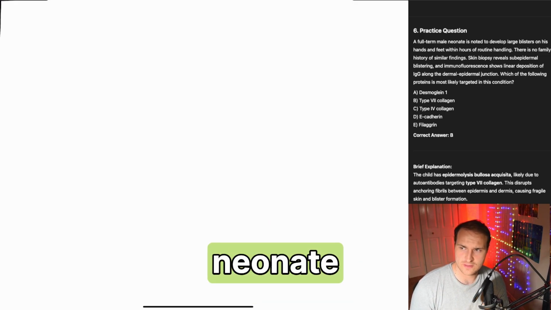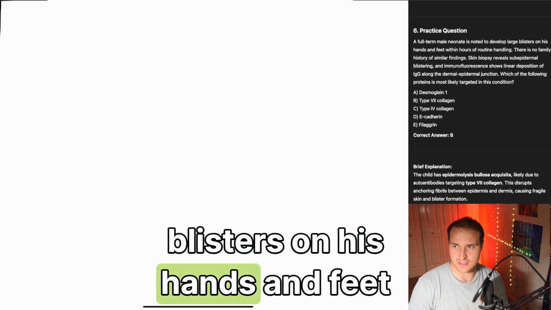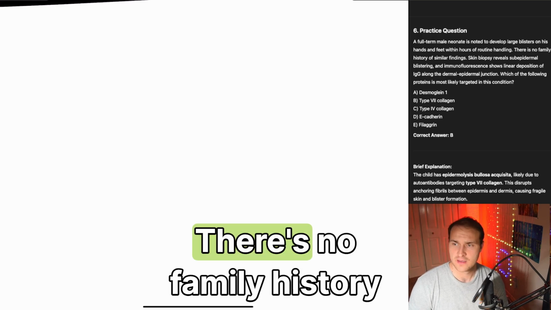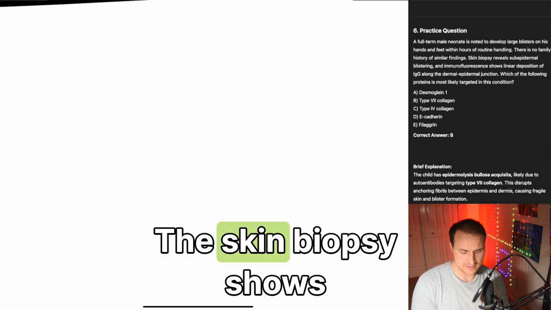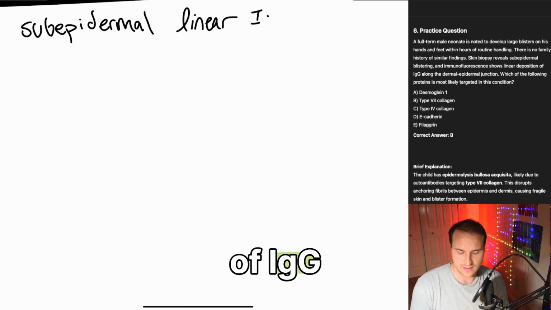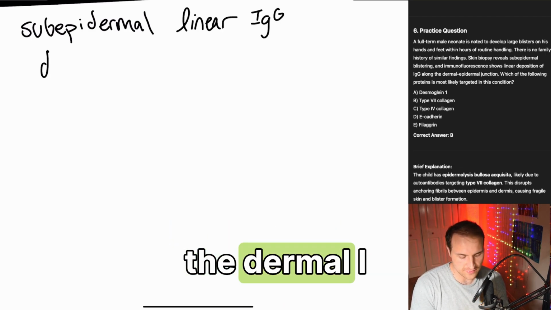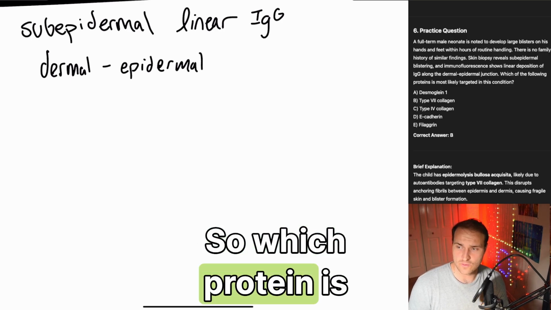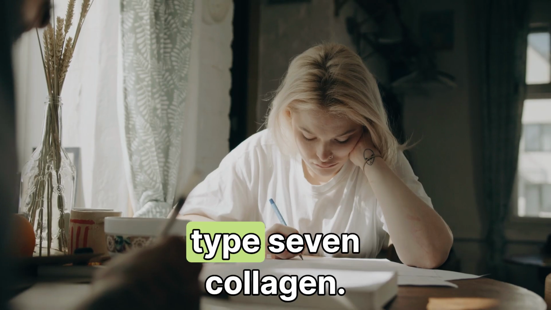So we have a full-term neonate, and he's got some large blisters on his hands and feet within hours of routine handling. There's no family history of similar findings. The skin biopsy shows subepidermal blistering. You also see some linear deposits of IgG. And where do you see this? On the dermal-epidermal junction. So which protein is targeted? Our answer is going to be B, type 7 collagen.